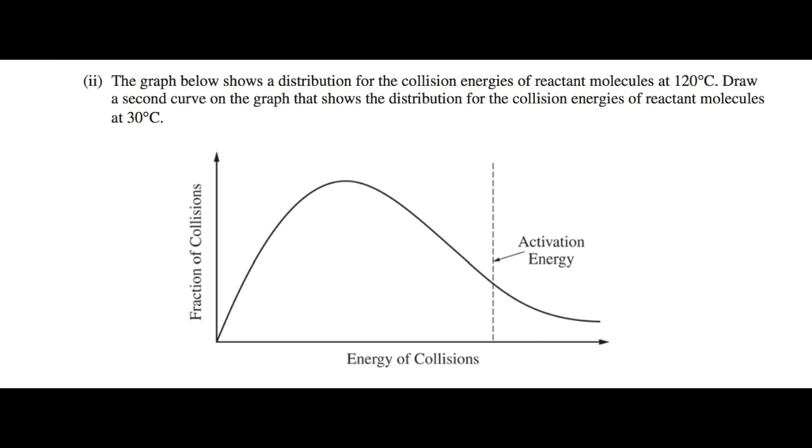On this graph, energy of collisions is on the x-axis. So for 30 degrees molecules, since it's a lower temperature, we would want the apex of the curve to be before that of the 120 degrees, because it of course has more molecules with less energy. So the apex of the curve is going to be before that for the one shown.